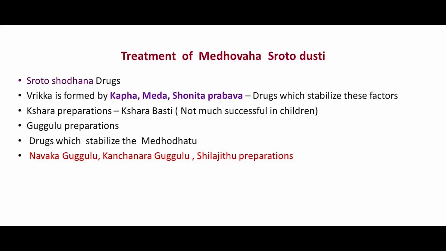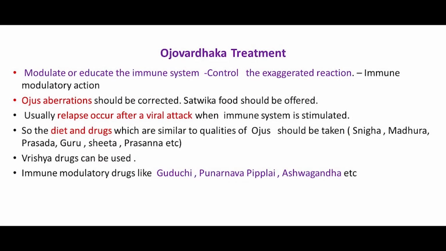Next one. The third treatment is Oja Vyapad treatment. Now we have to look into Ojas also, because either there is aberration of the Ojas or there is Kshaya of the Ojas. To modulate and educate the immune system, because we have to educate it, the immune system should not give an exaggerated reaction. In this case, the immune system is giving an exaggerated reaction. So to control the exaggerated reaction, we have to go for Oja Vyapad treatment.